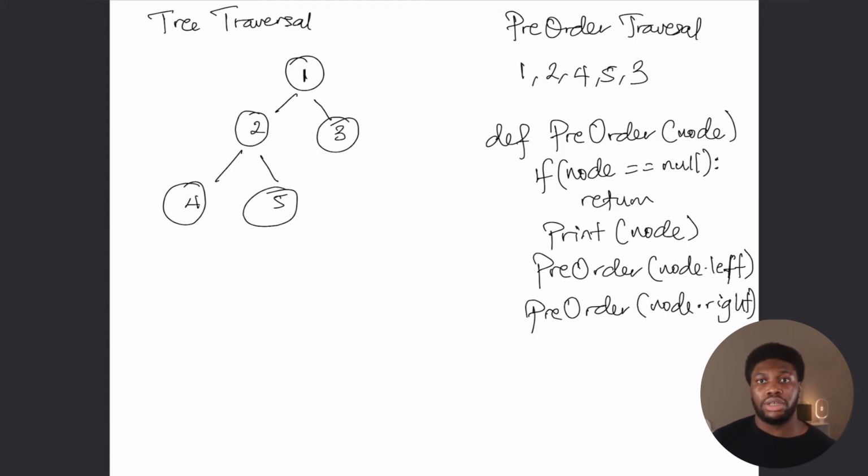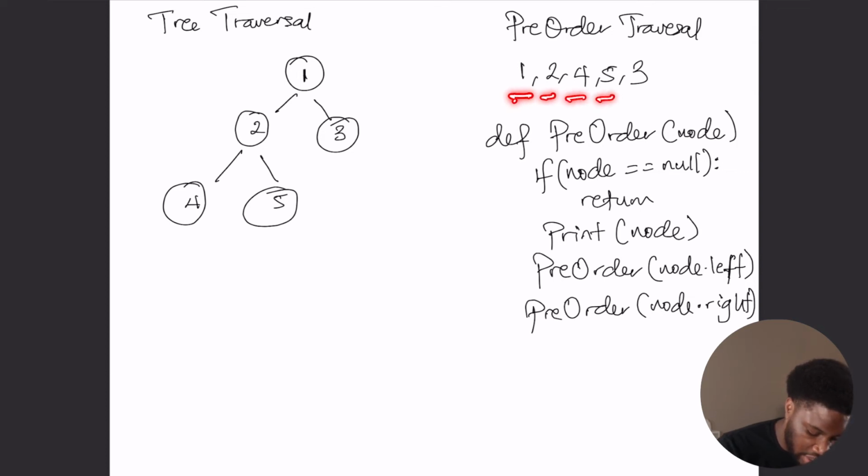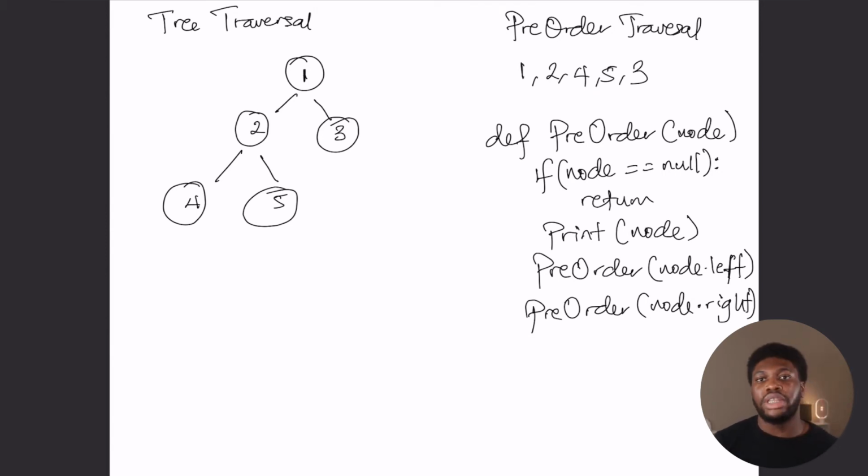There are three main ways you can traverse a binary tree: in order, pre-order, and post-order. Traversing the binary tree in each of these ways will produce a different outcome. Let's take a look at the pre-order outcome. Traversing the binary tree in a pre-order manner would print the following results: 1, then 2, then 4, then 5, then 3. Let's take a look at how this would work. We would do this recursively.